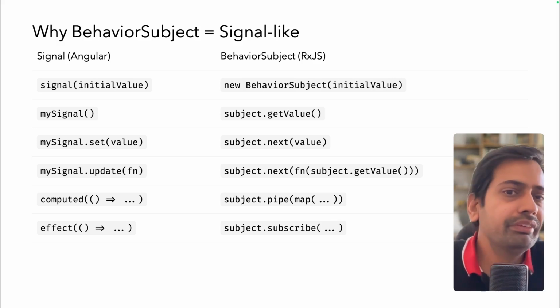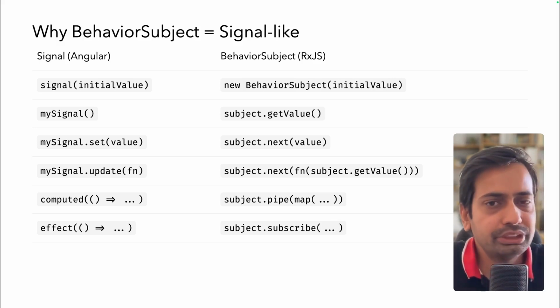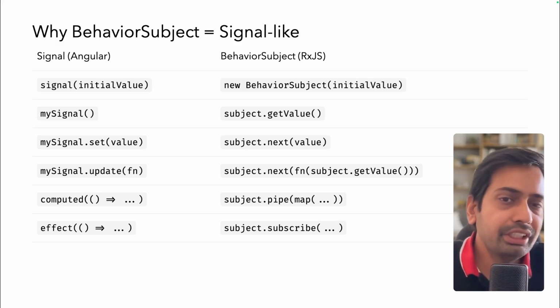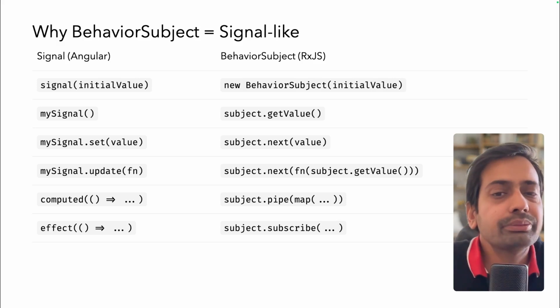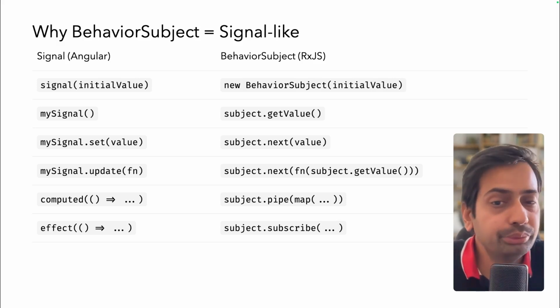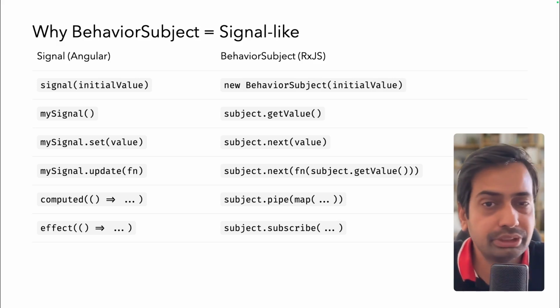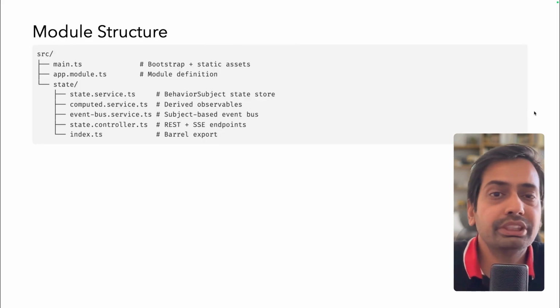New BehaviorSubject with an initial value. This is my initial value of the state. Now I can do increment: when I click on the increment button, I will call subject.next. Now all the subscribers will receive the new value. Whoever is subscribing to the behavioral subject will receive the new updates from it, right?